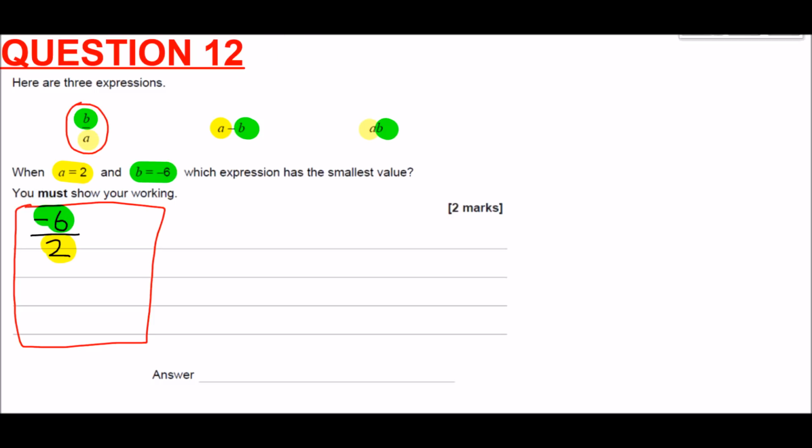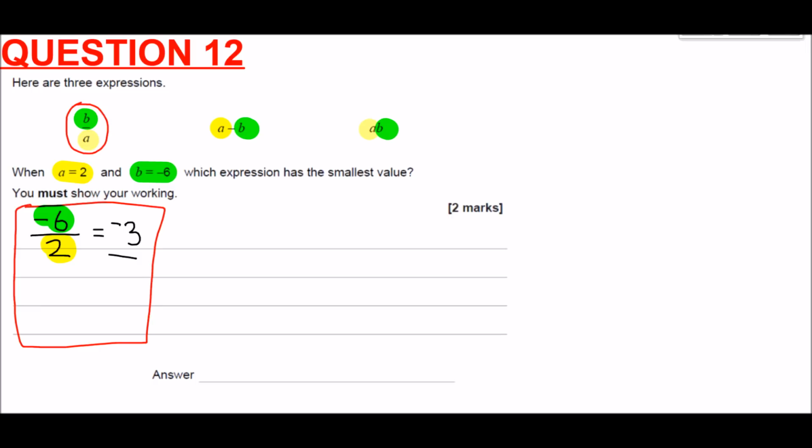So in this case, minus 6 over 2 means minus 6 divided by 2. Well, 6 divided by 2 would be 3, but because that's a minus 6, that makes the final answer minus 3.